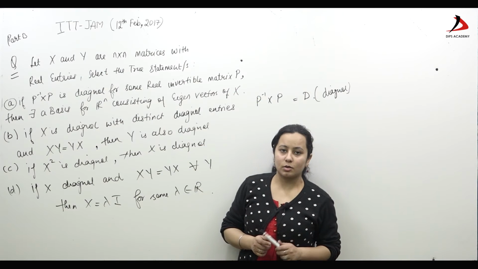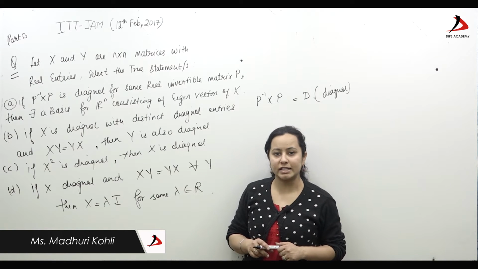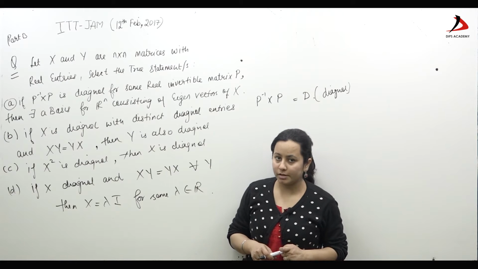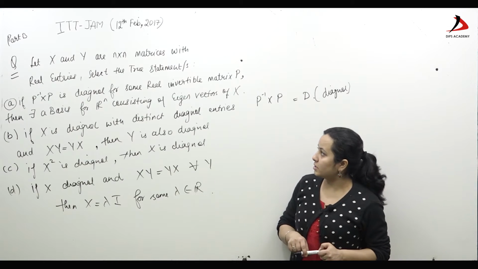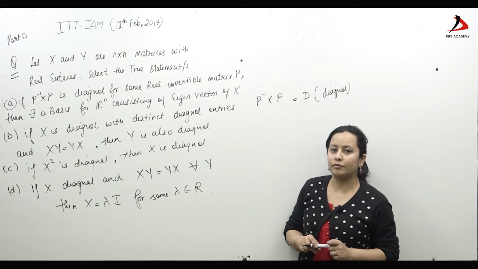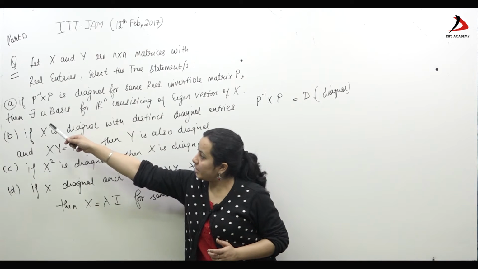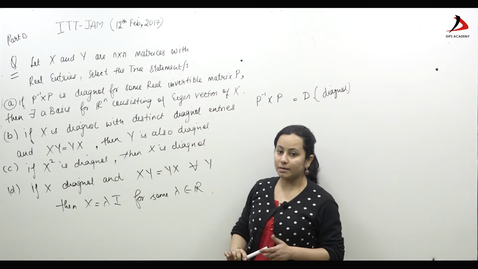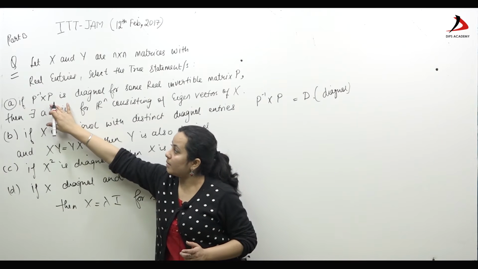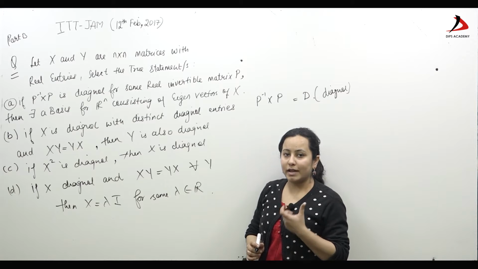Now we'll discuss a question of linear algebra which came in part B of the IIT JAM exam 2017. The question states that for any two matrices X and Y of order n cross n, we have to choose the correct statements. Statement A says, if P inverse XP is diagonal for some real invertible matrix P. It goes by the definition of diagonalizability.